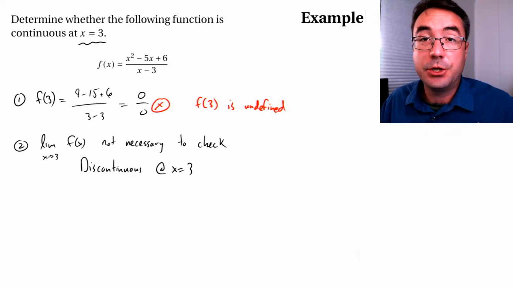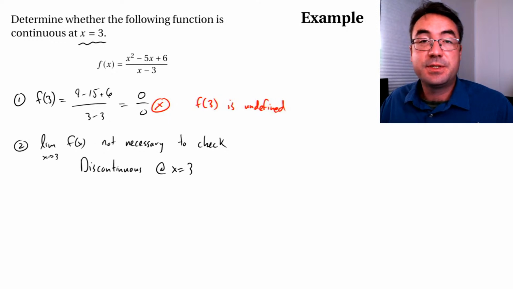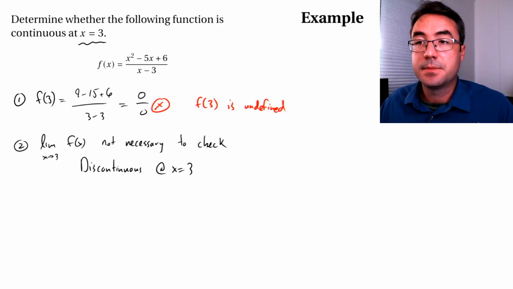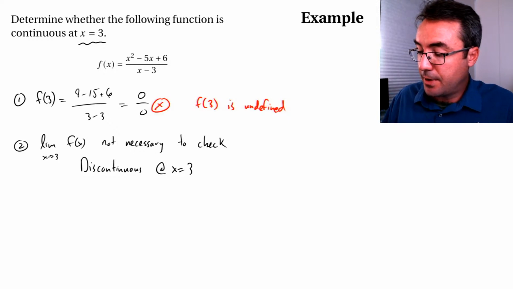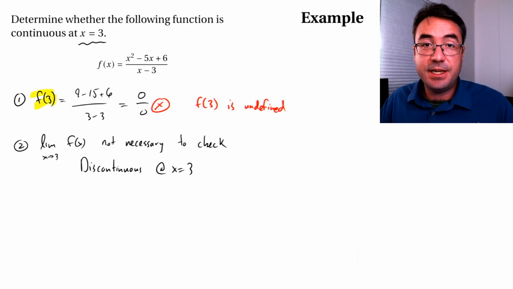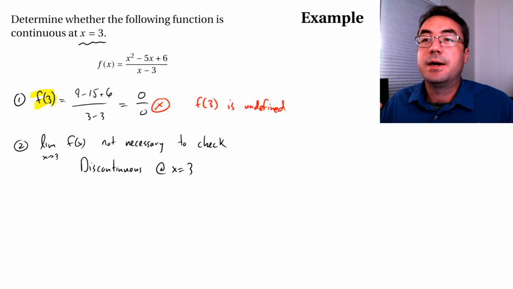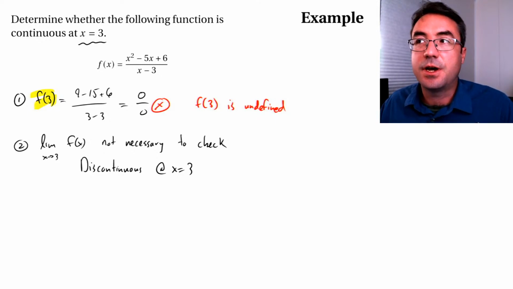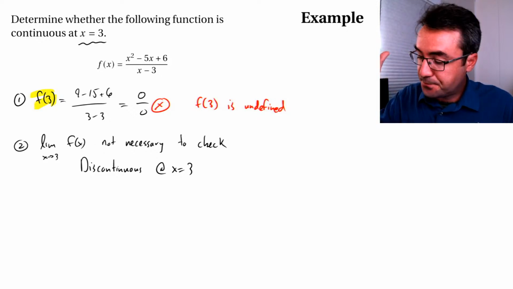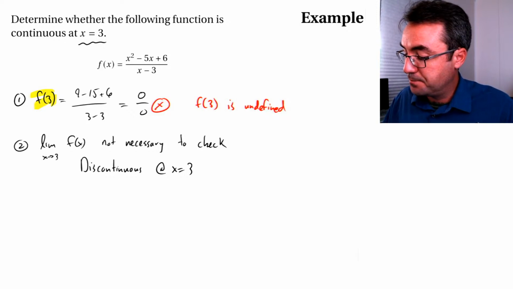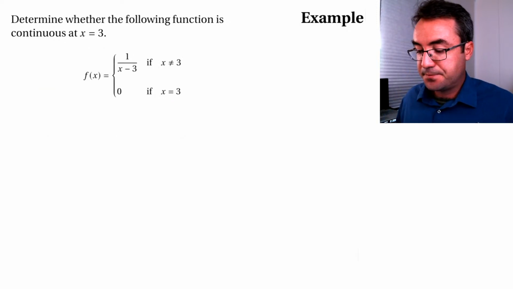If we wanted the practice, we could do it. But as soon as we see that our function is undefined, we're done. We already know that it's not continuous. So that's why I generally recommend you try plugging into the function first, just to see if you get something that makes sense. If you get division by 0, if you get 0 over 0, it's undefined and the function is automatically discontinuous then. So that's it. Discontinuous at x equals 3. We've solved that one. Let's try another one.